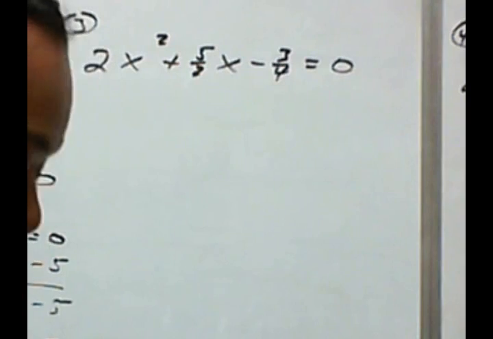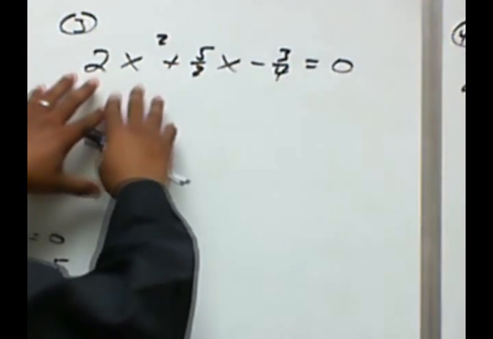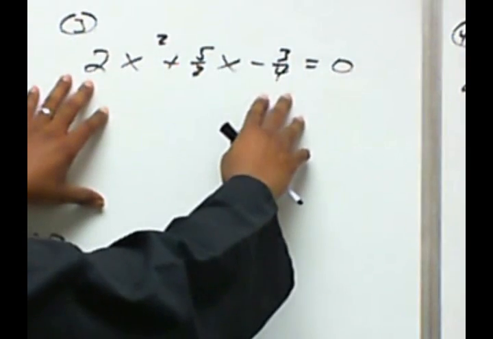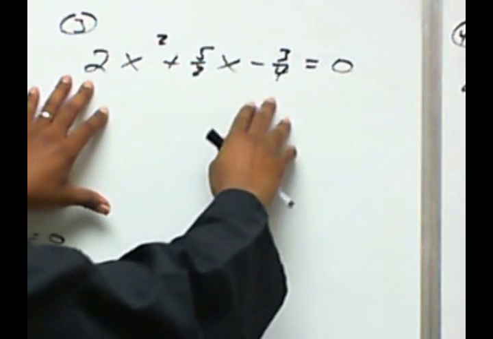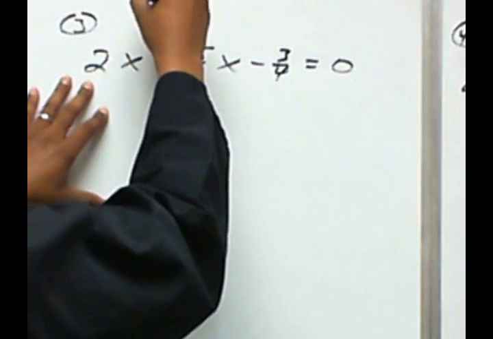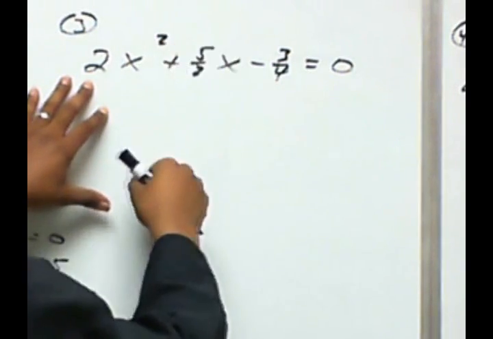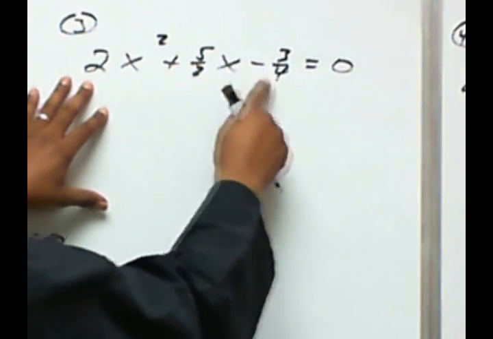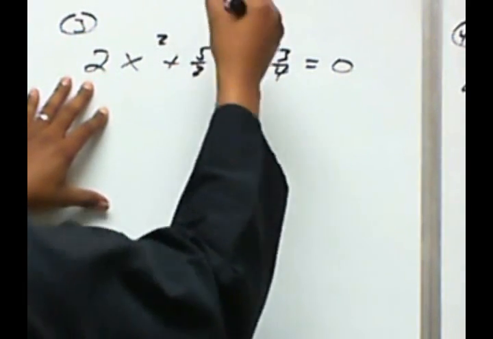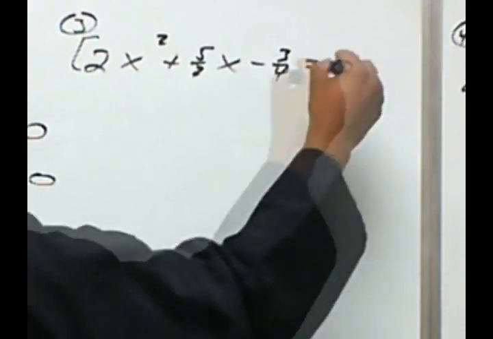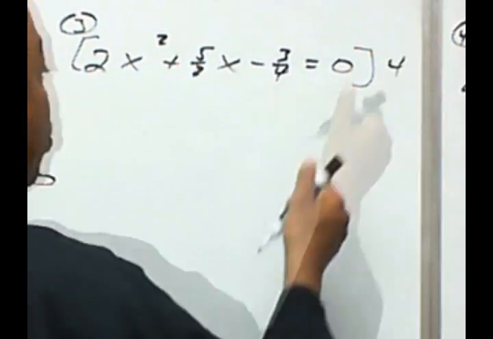Let's see. Number 3, you notice that before we begin that we have fractions. We have a way of eliminating fractions in equations by using the least common denominator. So our denominators are 1, 2, and 4. That means the least common denominator is 4. So I'm going to multiply this entire problem by 4.